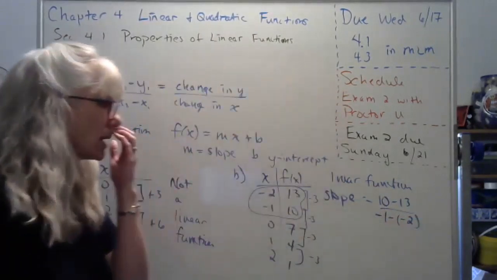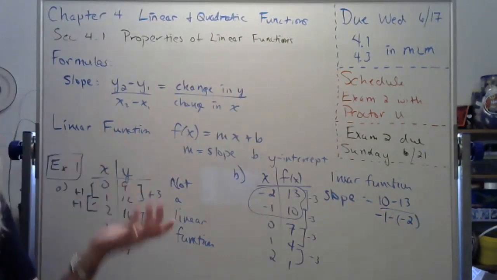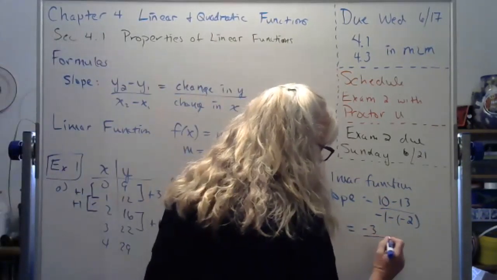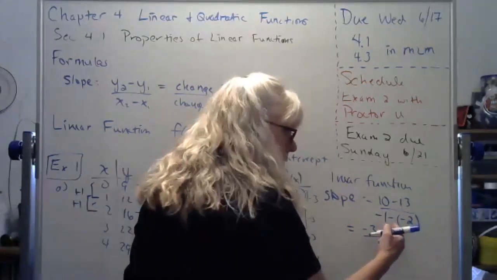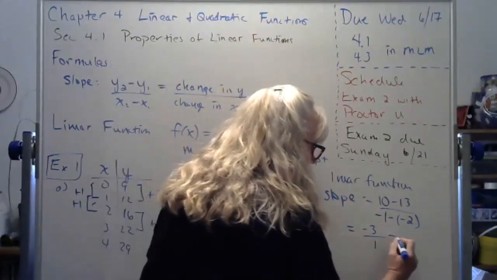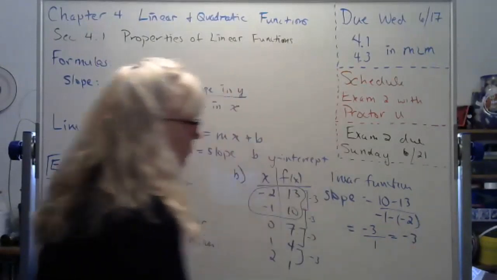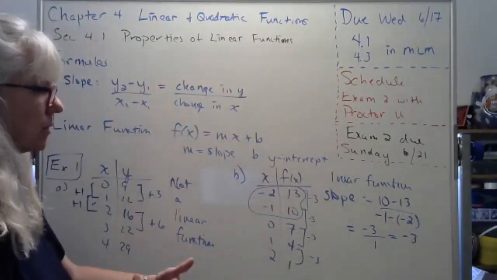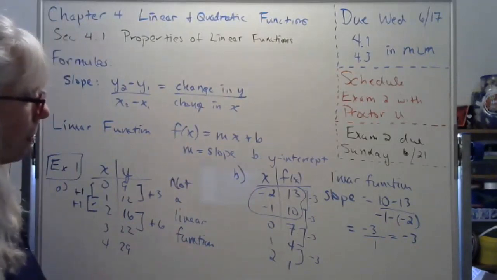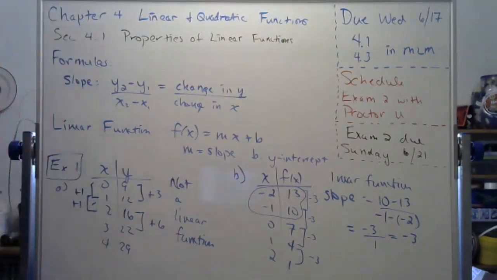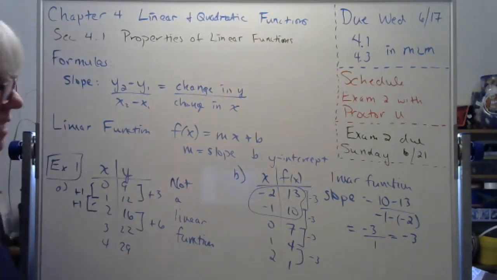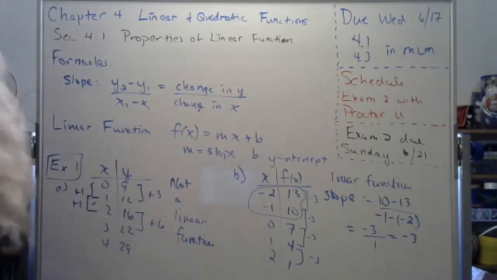Watch your signs carefully, because if you're going to make a mistake, it's going to be a sign error. The numerator gives me -3. The denominator is -1 plus 2, which is +1, which gives me a slope of -3. So this simply means that as we move from one point to the next, we're going down 3 units and over 1 unit. And that's where your homework starts: they're going to give you a table of values and ask whether or not it's a linear function. If it is a linear function, then find its slope.